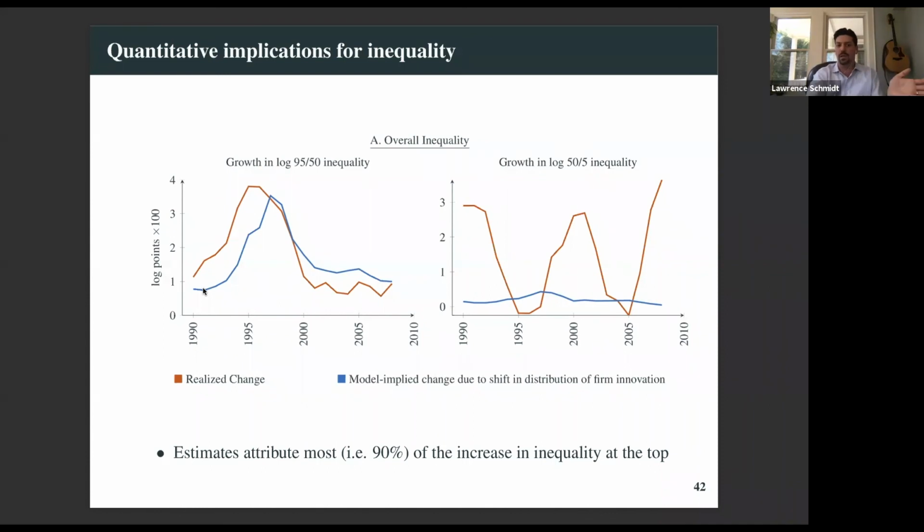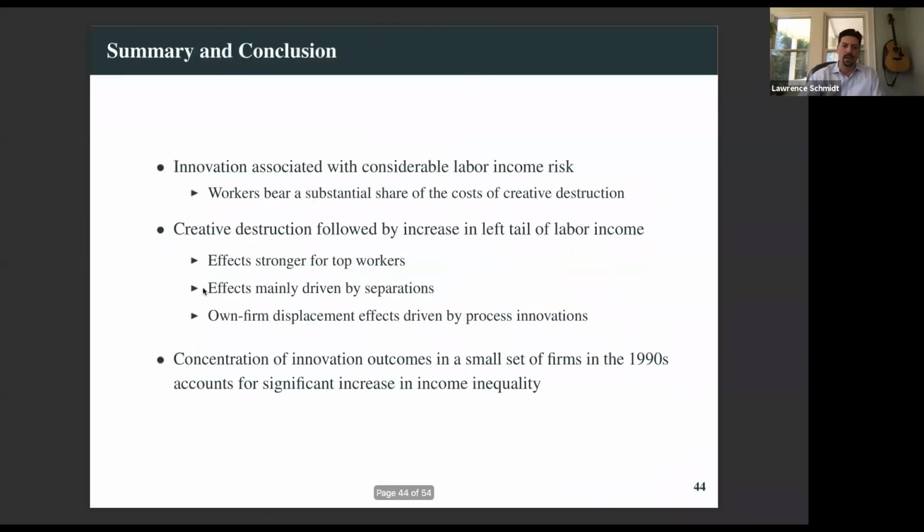If we do this decomposing into between firm and within firm effects, we also see that it helps explain increases in both between firm and within firm inequality. So let me stop talking in case we want to take a couple last questions. What we find is that innovation is associated with considerable labor income risk. It suggests that workers who have very little means to diversify against these shocks bear a substantial share of the costs of creative destruction.